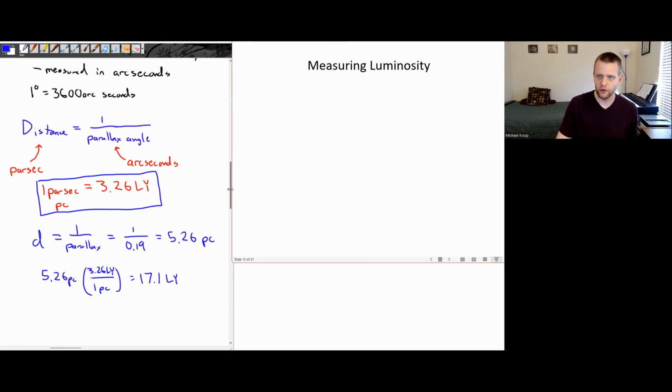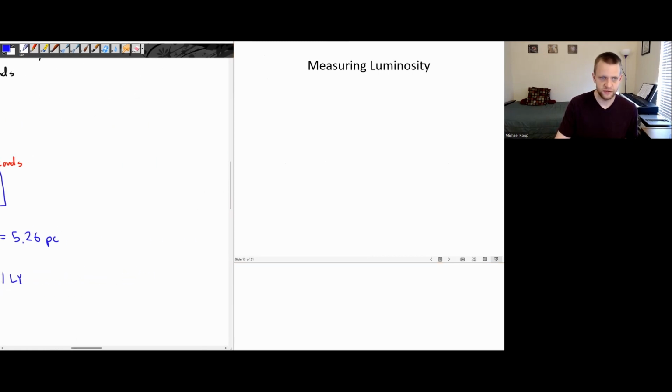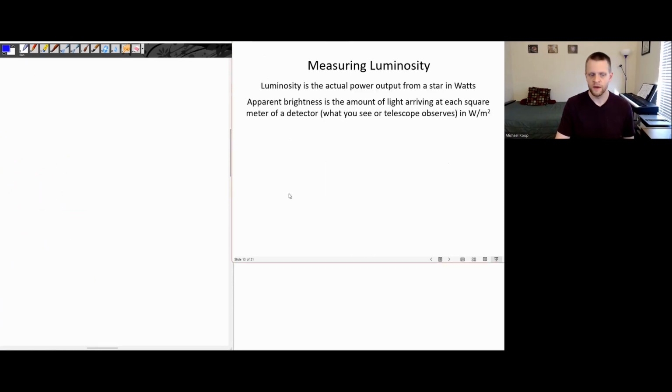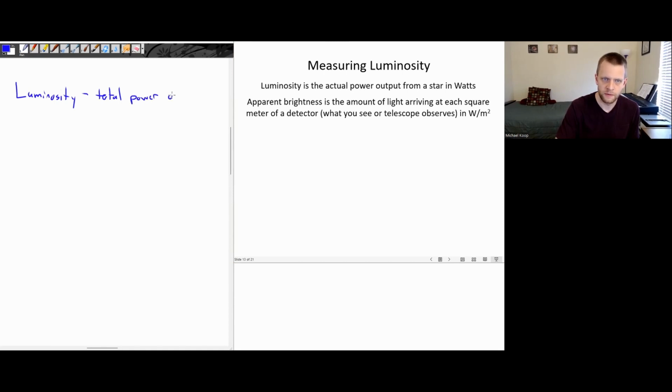So now we want to talk about measuring luminosity. Let's change up a little bit, and we're going to measure luminosity. So again, luminosity, as we talked about when we talked about the property of the sun, luminosity is the total power output from the star in watts.